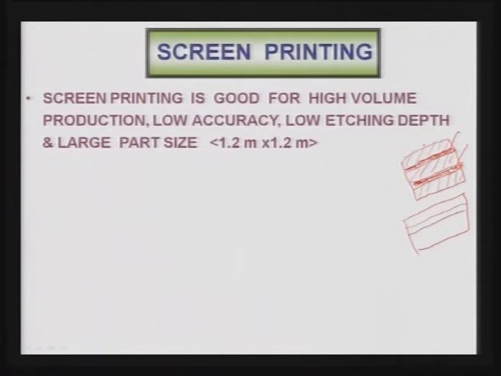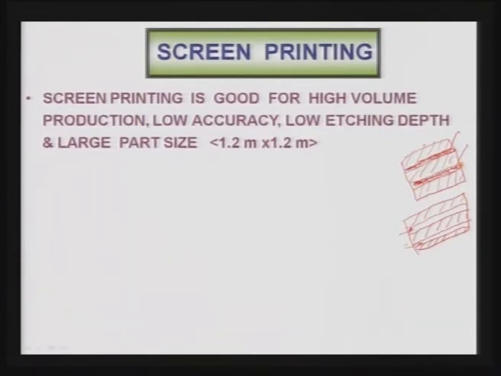There is no maskant over here, but at the rest of the places you have applied the maskant by either dipping or by spraying or by another method. And when you put it in the etchant bath, then the material will be removed from this area as well as from this area. So, this is the simple principle of screen printing.